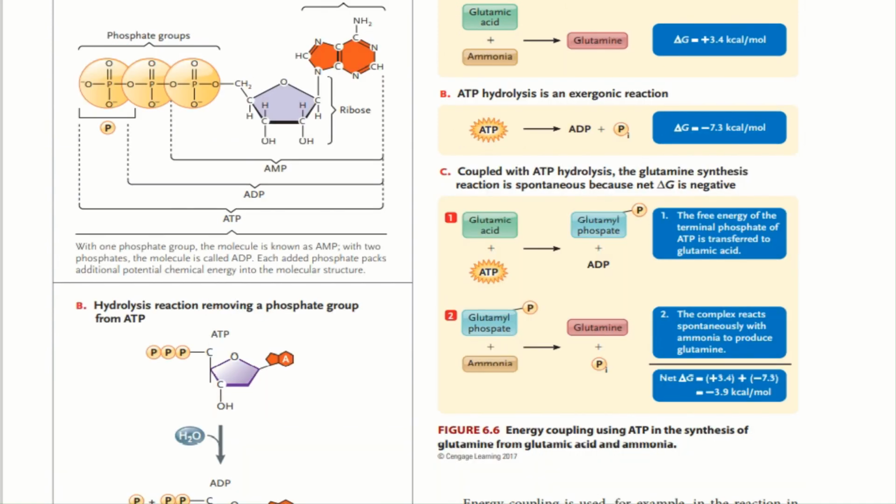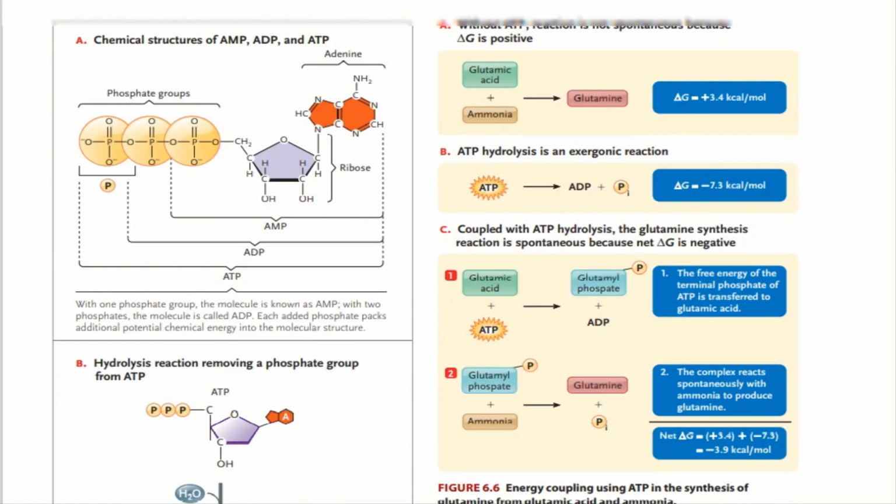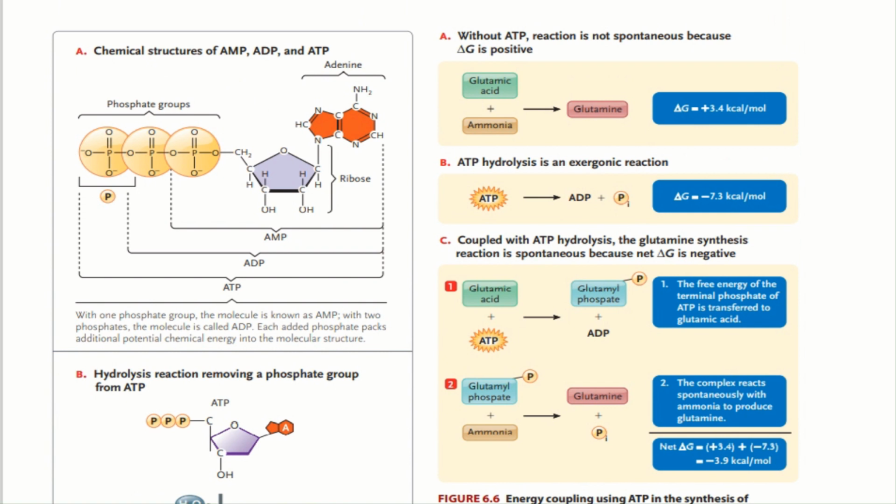The figure on the right represents energy coupling using ATP in the synthesis of glutamine from glutamic acid and ammonia. In figure A, without ATP, the reaction is not spontaneous because delta G is positive. So glutamic acid reacts with ammonia to form glutamine. ATP hydrolysis is an exergonic reaction. Coupled with ATP hydrolysis, the glutamine synthesis reaction is spontaneous because the net delta G is negative.